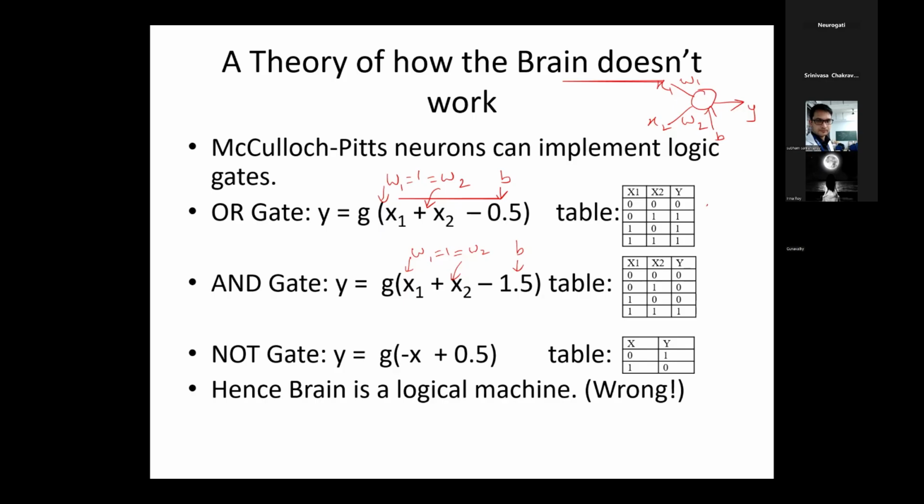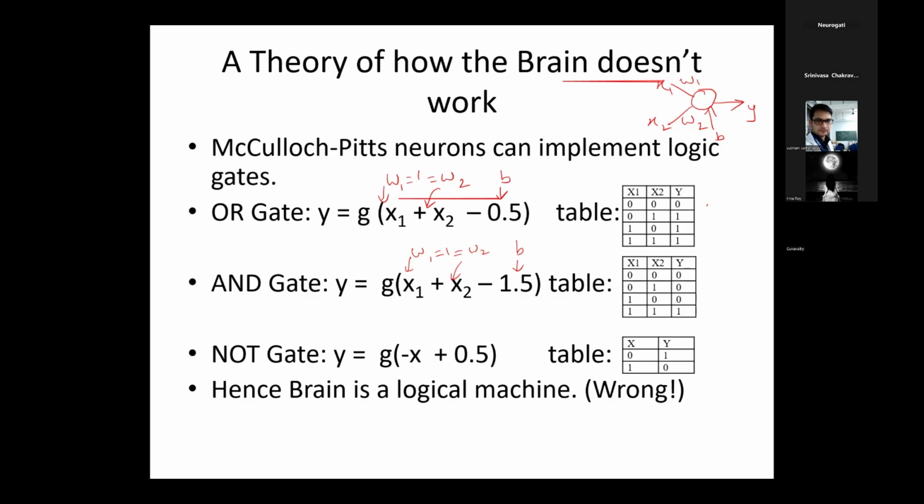Let's see how that can be done. So for the OR gate, the truth table is shown on the right. X1, X2 are two inputs, and output is Y. So it's a two-input neuron. The truth table for the OR gate is 0, 0 is 0; 0, 1 is 1; 1, 0 is 1; 1, 1 is 1. So even if one of the two arguments is 1, the output is 1.